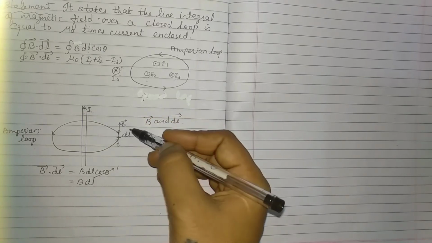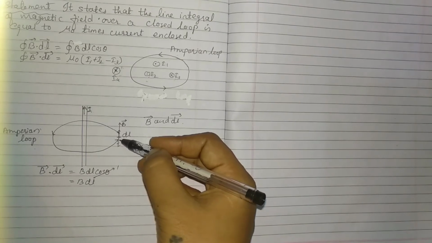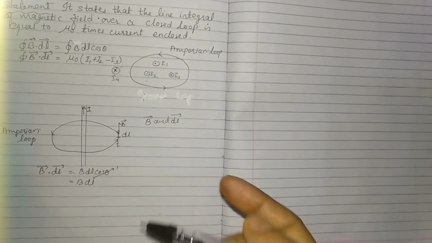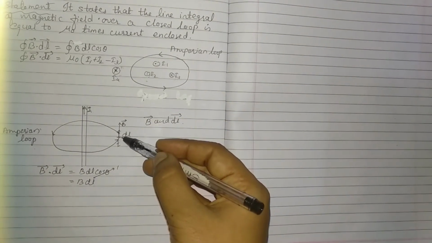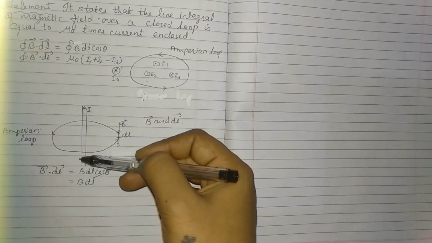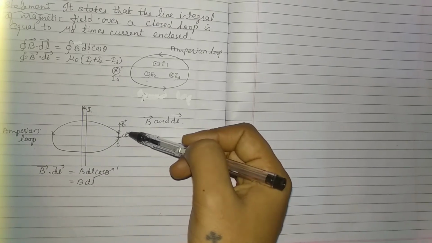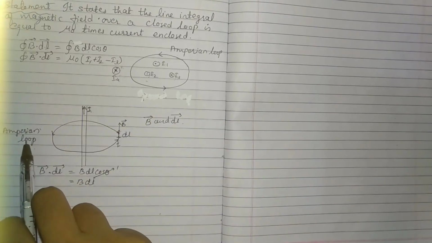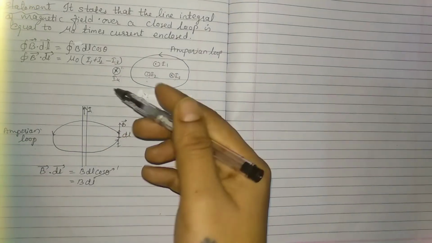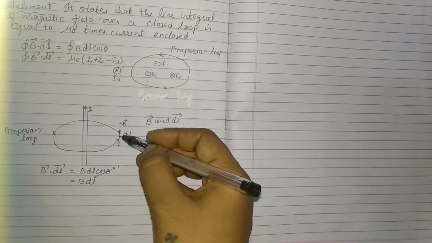So if I consider a small length dl over here, remember whenever I am talking about a dl, it is not the small length element of any conductor. In Ampere's law, the dl is nothing but a small length of this Amperian loop. So what will happen if I consider this dl in this manner?